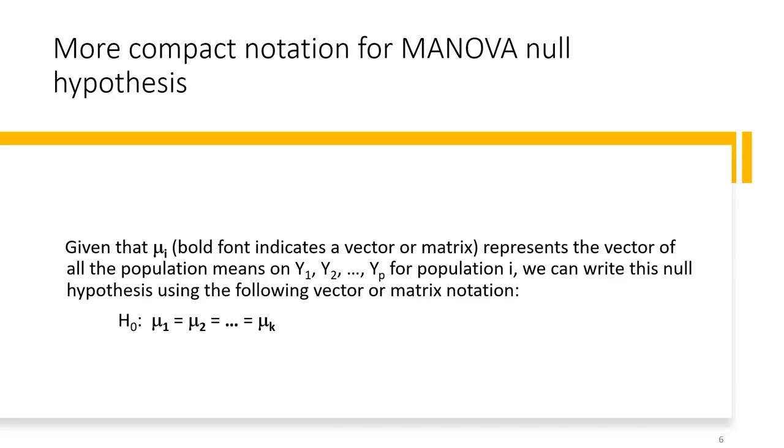So in terms of notation, we want to use the bold mu in our hypothesis equation to indicate that this is talking about a vector matrix.